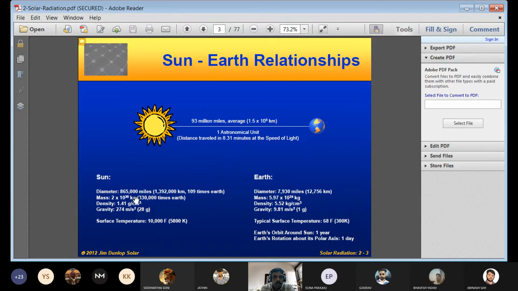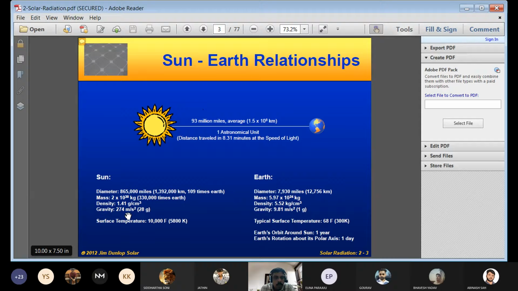So you can compare. Sun diameter is 8,65,000 miles. That means 1 crore 39,000, sorry, 13 crore 92,000 kilometer. That means over 109 times Earth.